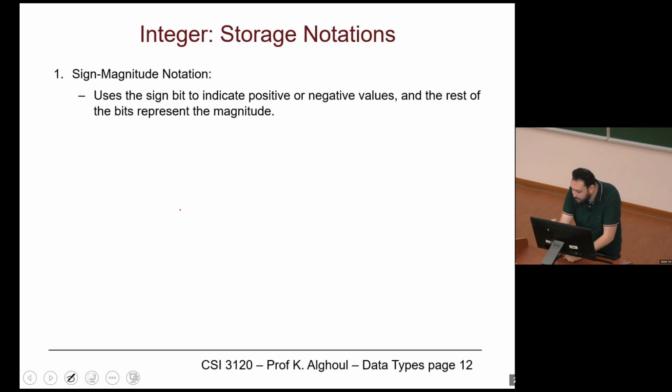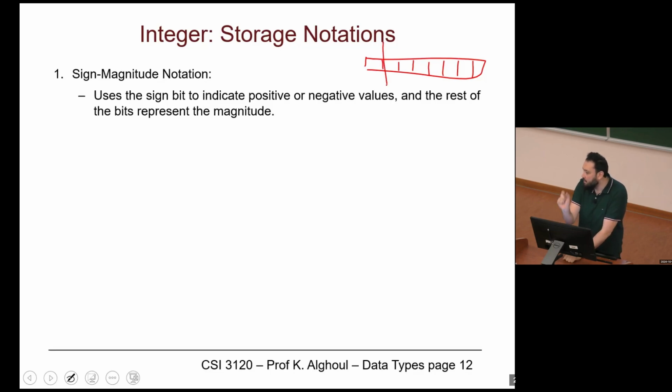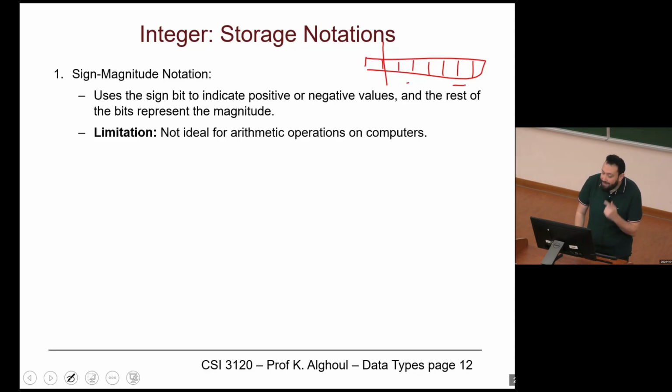So let's say I have 8 bits, for example, 2, 3, 4, 5, 6, 7, 8. So this one, I'll reserve it for the sign, and then the rest will be the number. Okay? But actually, this is not ideal for arithmetic operations on computers. We're not going to go into details because I'm sure maybe you've seen this in computer architecture or something.